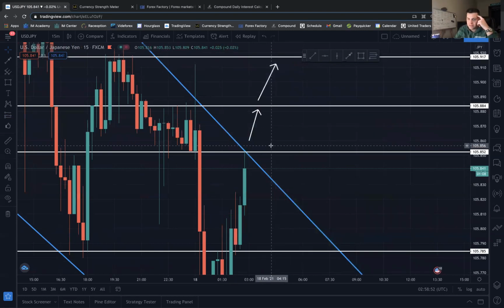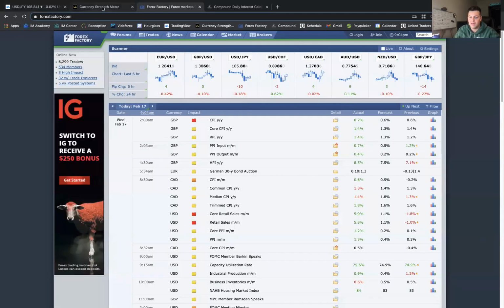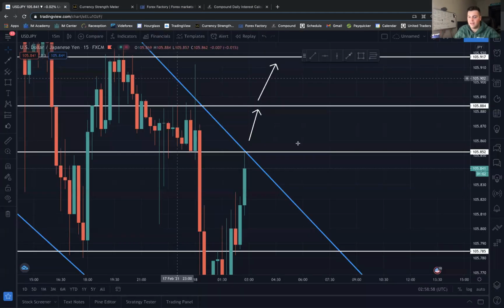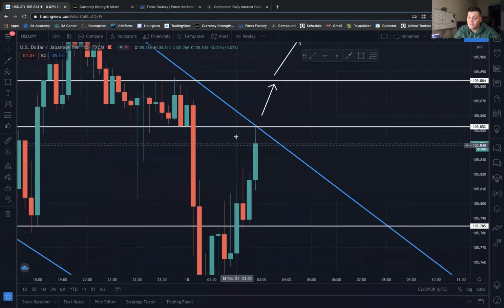That's why what I like to do is watch price. I like to pay attention to news. I like to pay attention to the currency strength meter. You know, I like to pay attention to these things. It looks like the short positions, people selling, are going to win on this candlestick.